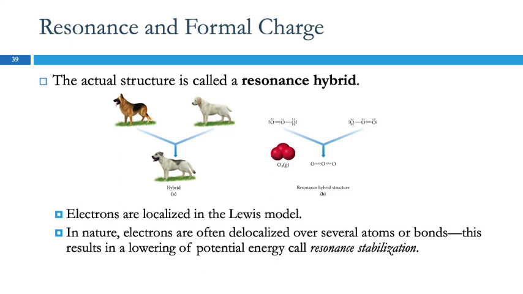So in the Lewis model, electrons are localized, meaning they are around this atom or around that atom. But in nature, electrons can be delocalized. And that makes it more stable, and it's called resonance stabilization, and that's what's happening here. That pair of electrons is not between these two or between those two. It's delocalized over the whole molecule.